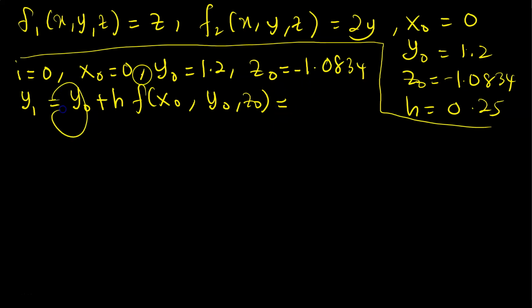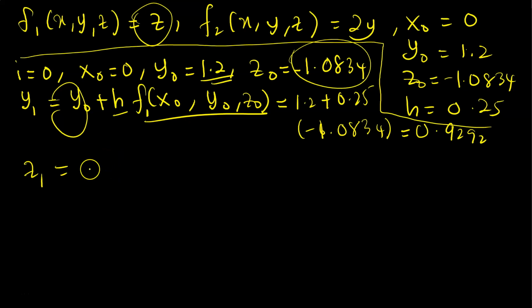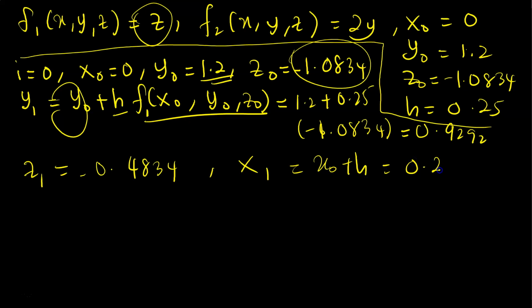Okay, what we did here, y0, use this value 1.2 plus h 0.25, multiplied by this, function number 1 class, so multiplied by this z, which is given by this value, negative 1.0834. You'll get this answer equal to 0.9292. And then you can do for z1 by using the Euler method formula, you will get negative 0.4834. And then for this x1, which is x0 plus h, you will get 0.25.